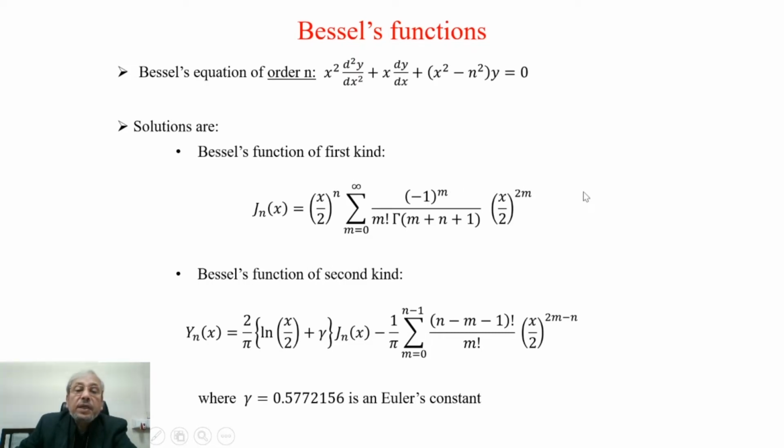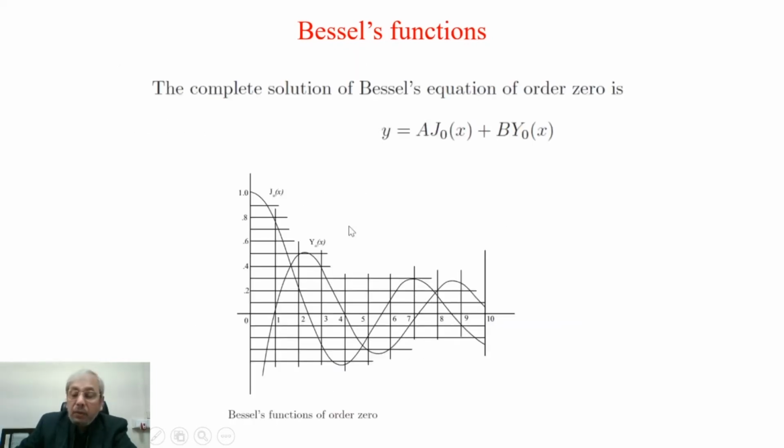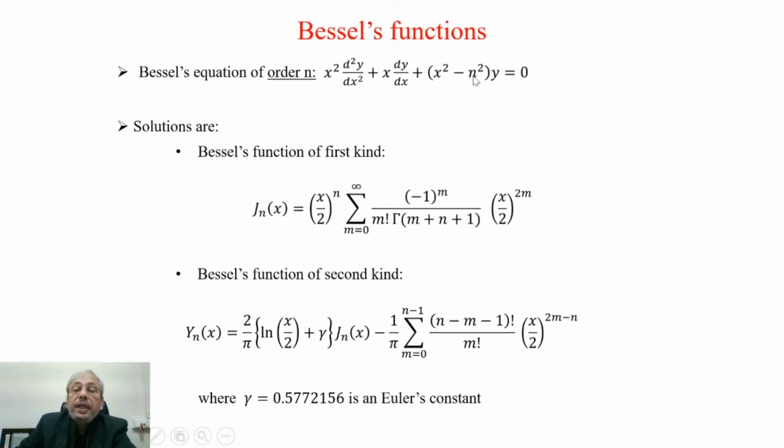So this is Bessel's function of first kind of order n, given by (x/2) to the power n, and this is a series, summation m equal to 0 to infinity, (-1) to the power m divided by factorial m into gamma function of (m plus n plus 1), into (x/2) to the power 2m. Similarly, we have written Bessel's function of second kind of order n.